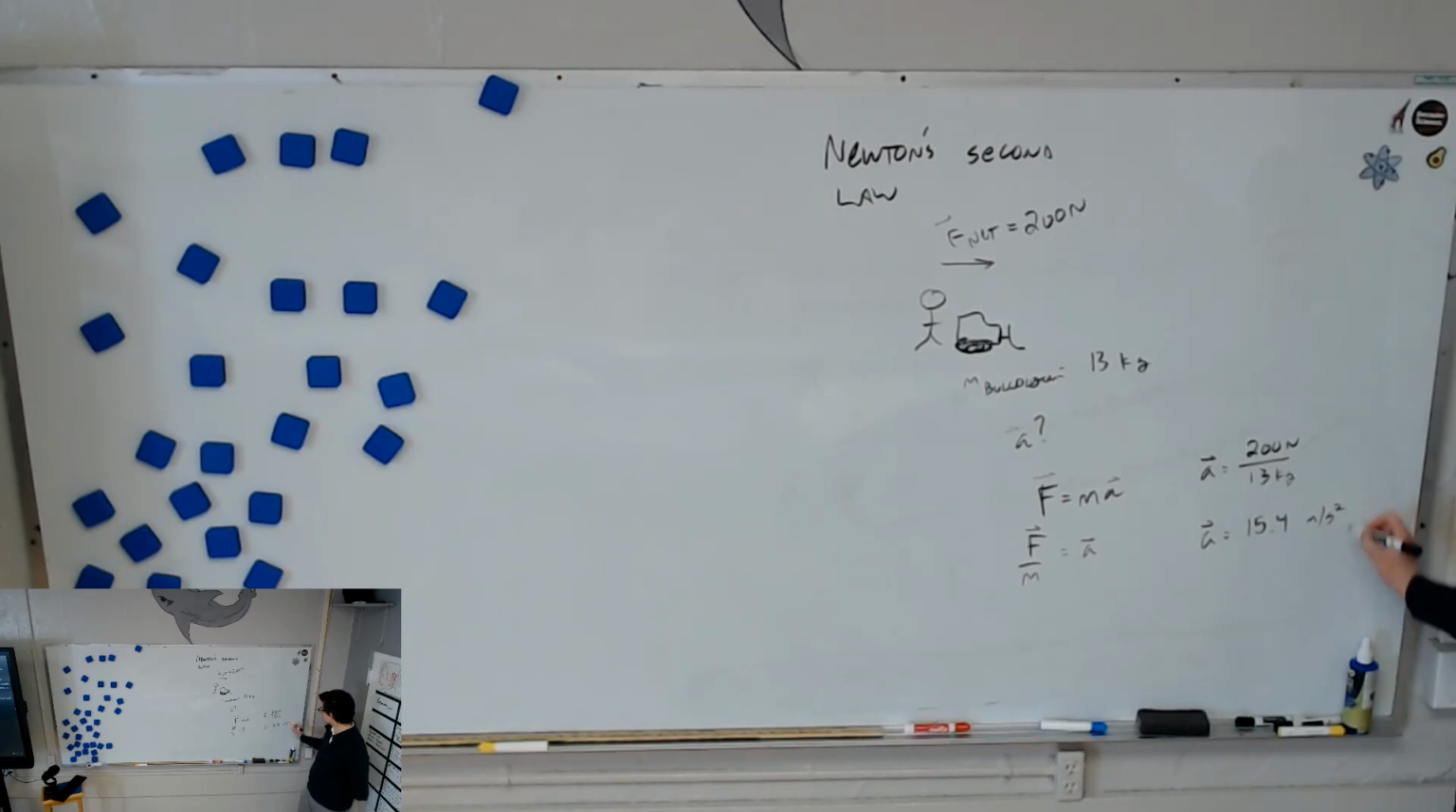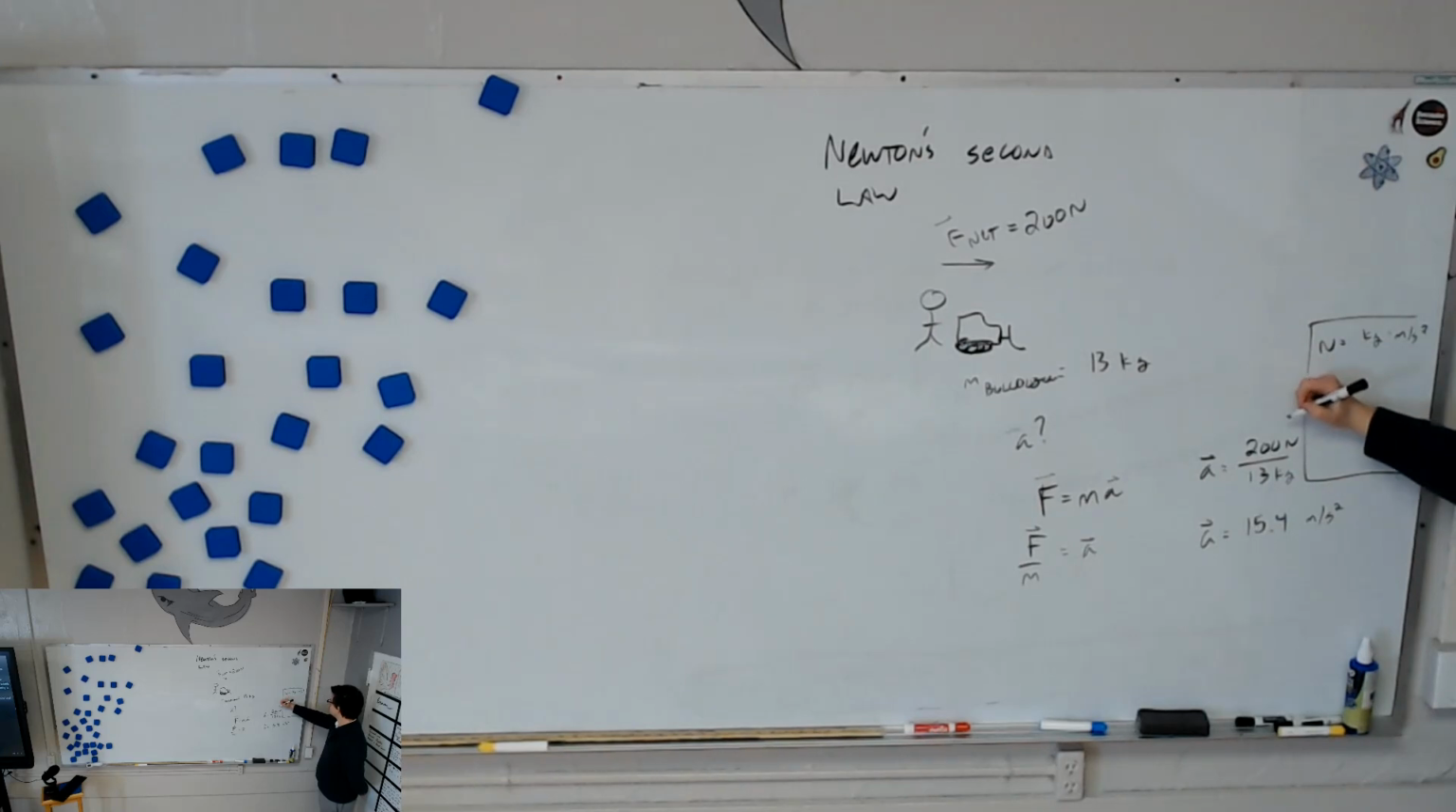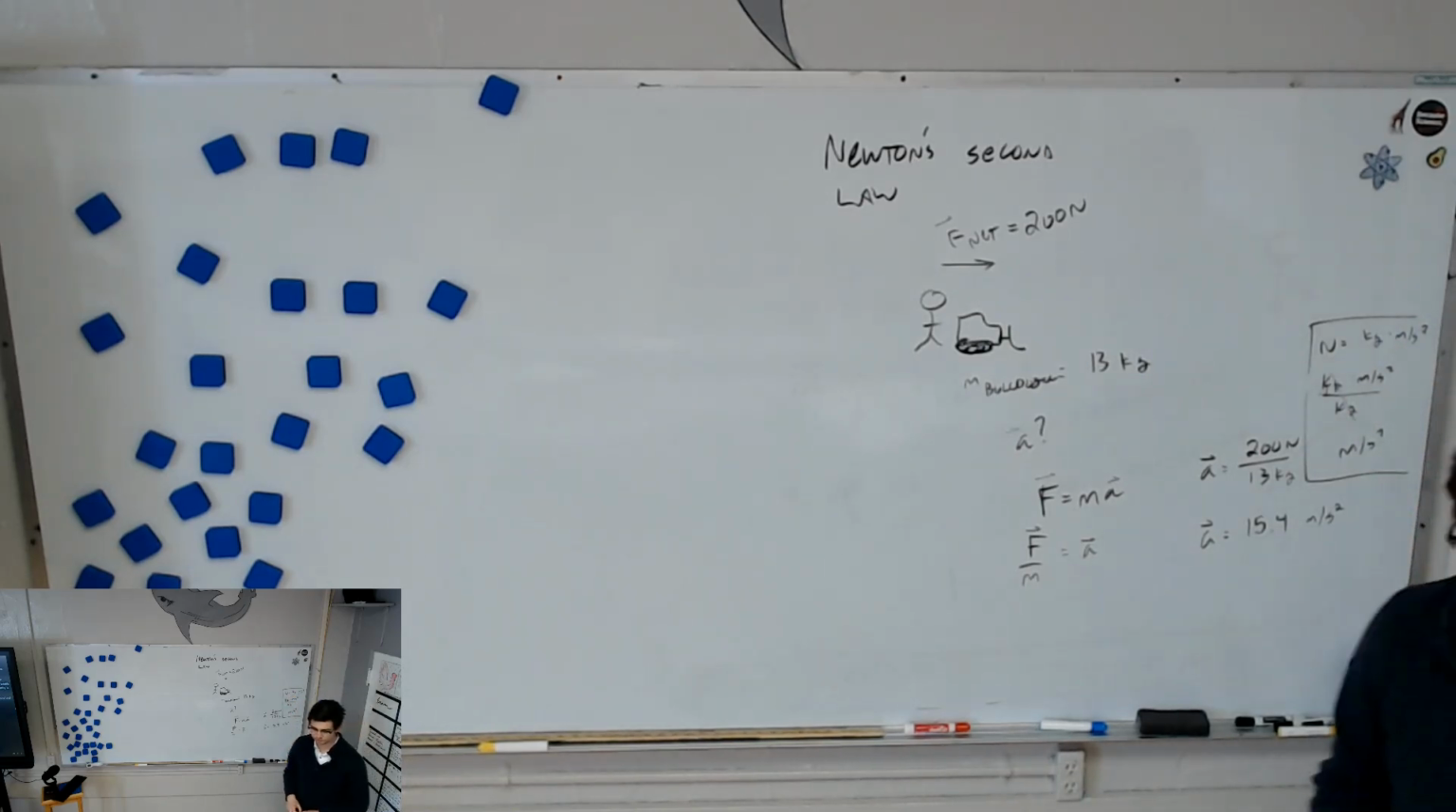squared. Remember, as a little aside over here, a Newton is equal to a kilogram meter per second squared. And so if we divide a Newton by a kilogram, meter per second squared divided by kilogram, we end up with, well, look, meter per second squared. So that's how the units work out in that.